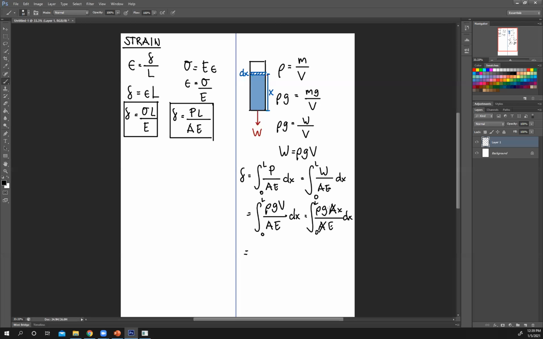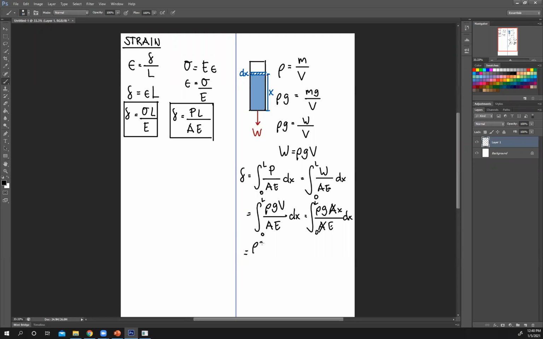Now remember, in integration, if you have a constant, you can just factor it out. Density is constant because it doesn't change no matter how much of the material you use. Obviously, gravity is constant, and Young's modulus, or modulus of elasticity, is also constant. So all of those I can factor out: rho g over E. I'm left with the integral from 0 to L of x dx.